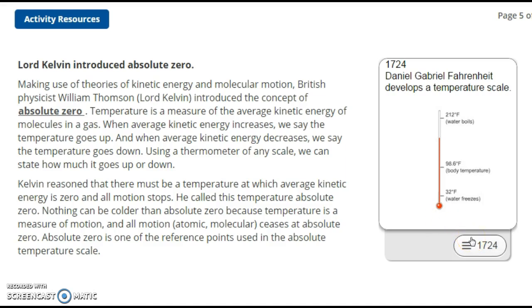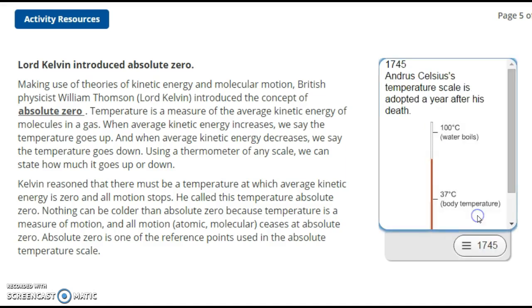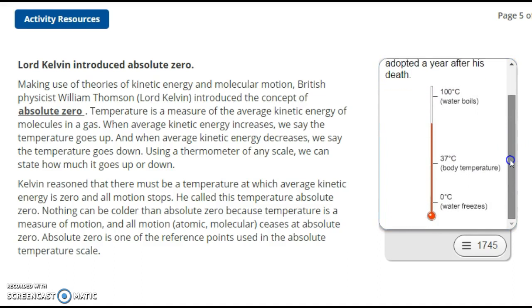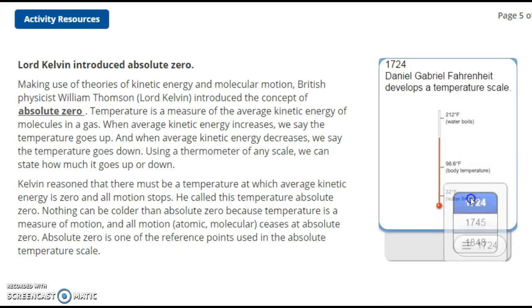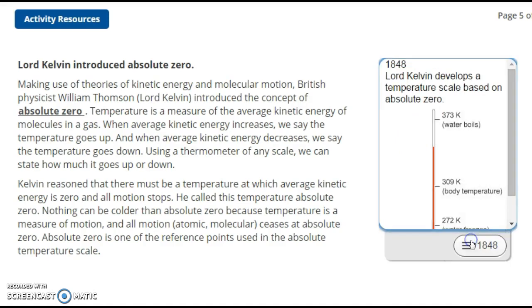All right, so Daniel Gabriel invented Fahrenheit. Andreas Celsius made a temperature scale, and what he did is he just said, okay, I have frozen water, that's zero. I'm boiling it, that's 100. Let's just divide that into 100 even increments. So that's how he came up with that. I honestly have no idea about Fahrenheit. If it's interesting to you, look it up, and if you think it's interesting, send me an email and let me know why. Lord Kelvin develops his absolute scale based on absolute zero.